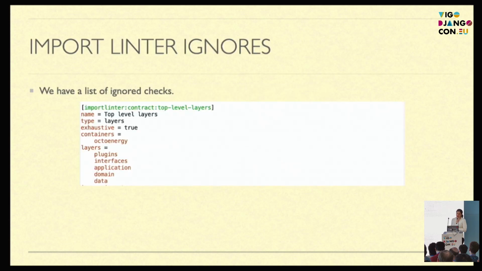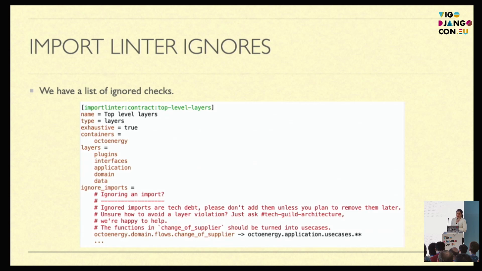Previously, we looked at one of the contracts from our import linter configuration. What we haven't looked at is the ignored checks in that contract, and the list. It's not exhaustive, but it's not one line, I promise. We are trying to actively burn those down, but from time to time we also introduce new ones, unfortunately.